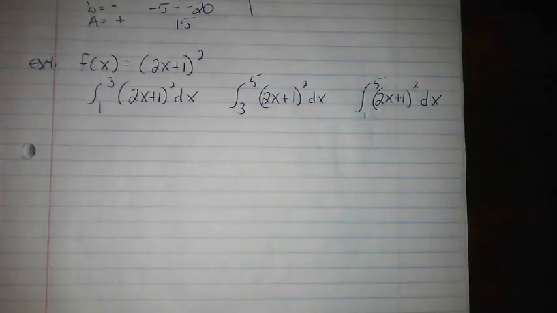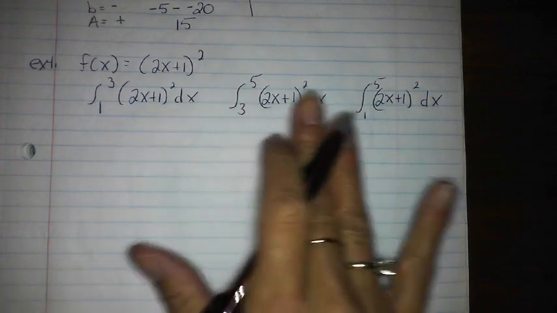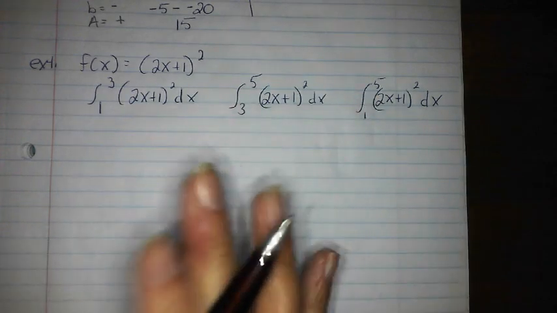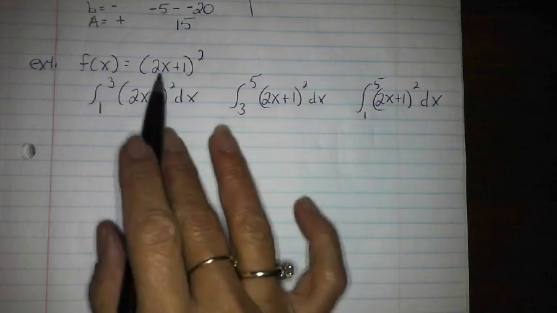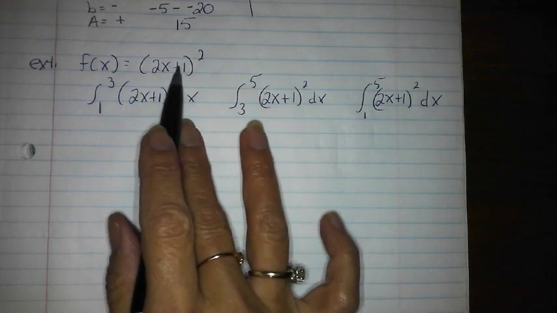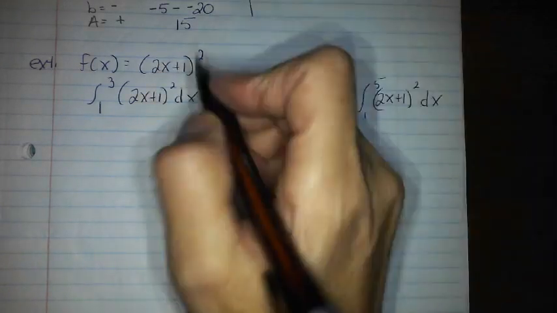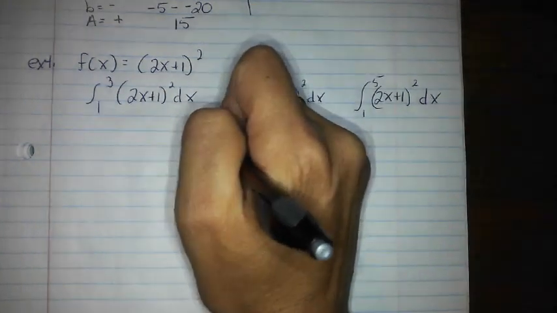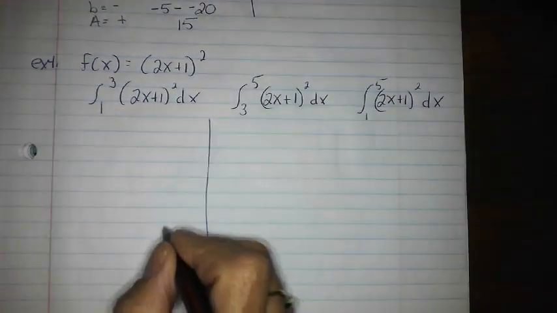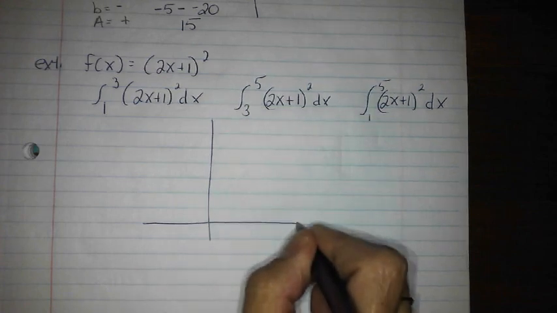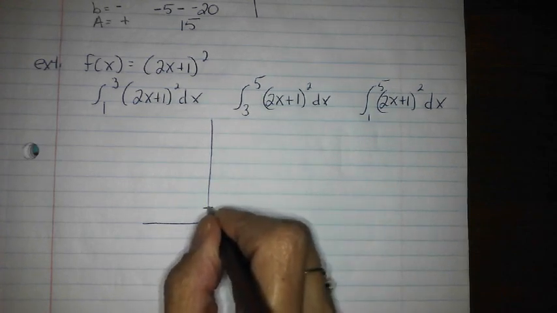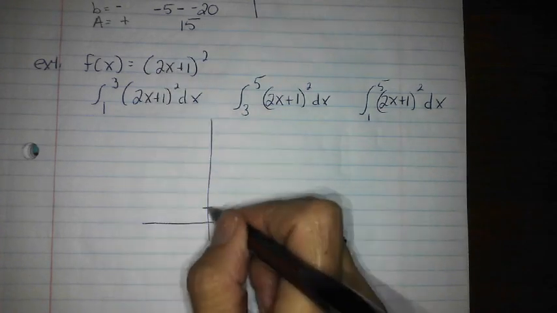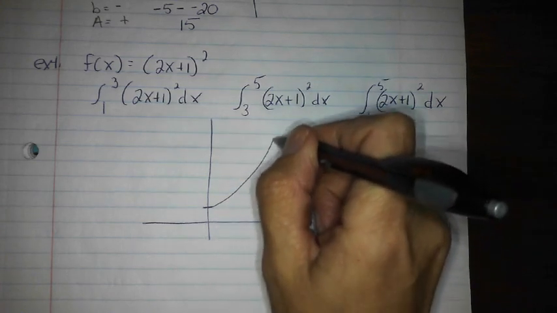So let's take a look at the graph first. Let's see what this is actually saying, how it's chunked up, and see if you can see where this is going. So we've got a parabola, (2x plus 1) squared. So that looks like this. It's up 1. It's a little narrower because of the 2. So it doesn't overly matter.